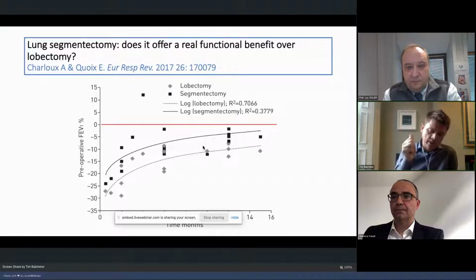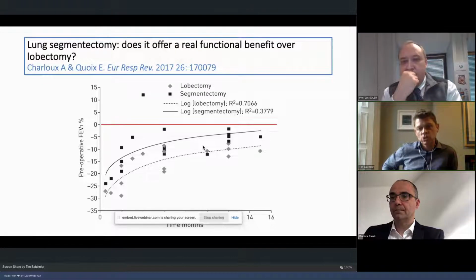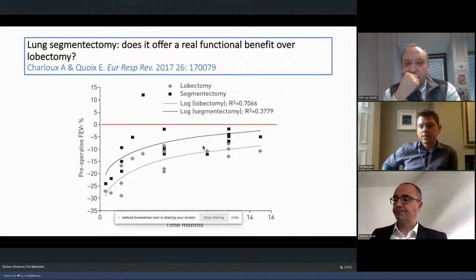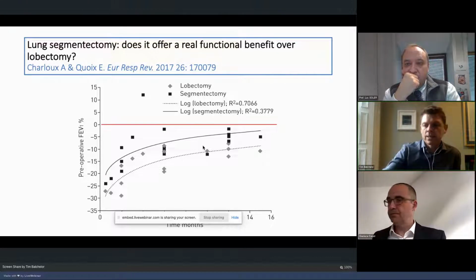On top of that, we need to look at the emerging literature as well. There's some evidence soon to be published which suggests that if you take out more than half a lobe with your segmentectomy, then you don't change the outcomes at all. There is no functional benefit. And so maybe we shouldn't be doing things like lower lobe basal segmentectomies.